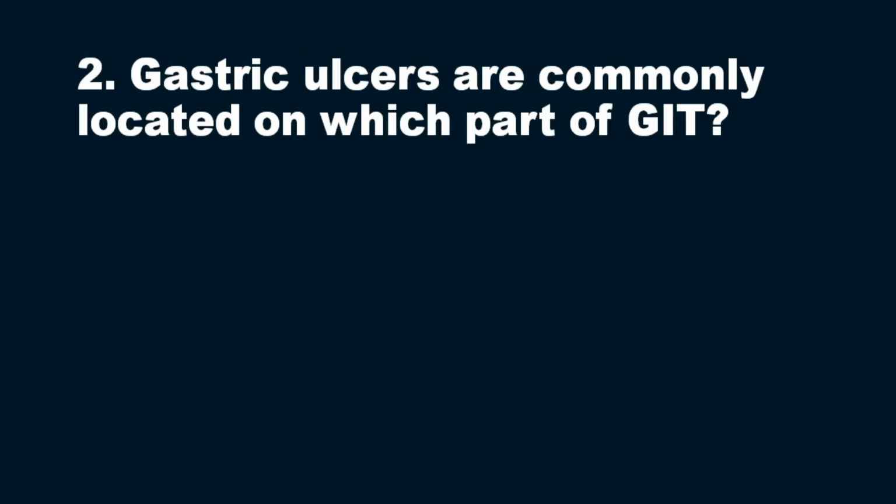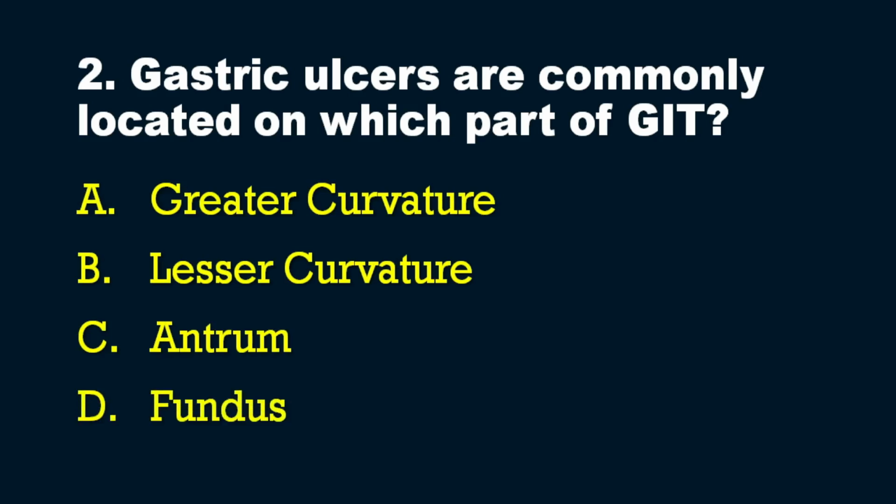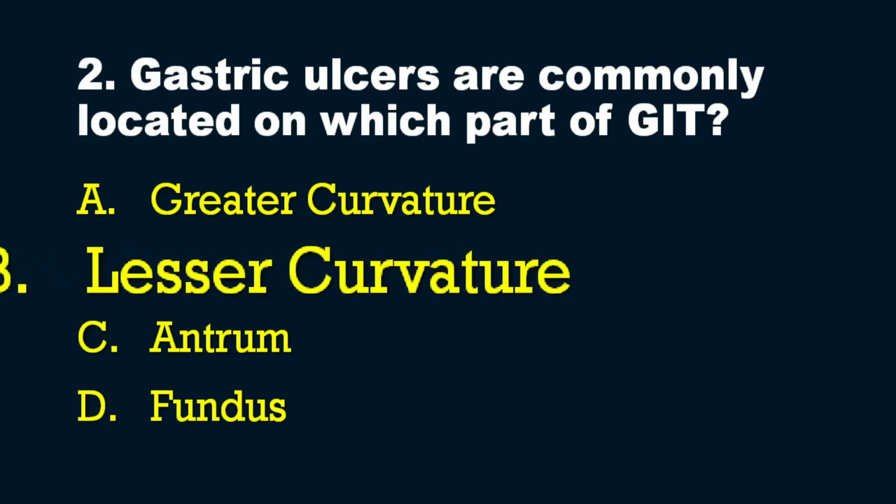Moving on to the second question in our series. Gastric ulcers are commonly located on which part of the GIT? You know that there are gastric ulcers and duodenal ulcers. The options are: option A, greater curvature; option B, lesser curvature; option C, antrum; and option D, fundus. Where are gastric ulcers commonly located? What is the answer? The answer is option B, the lesser curvature.